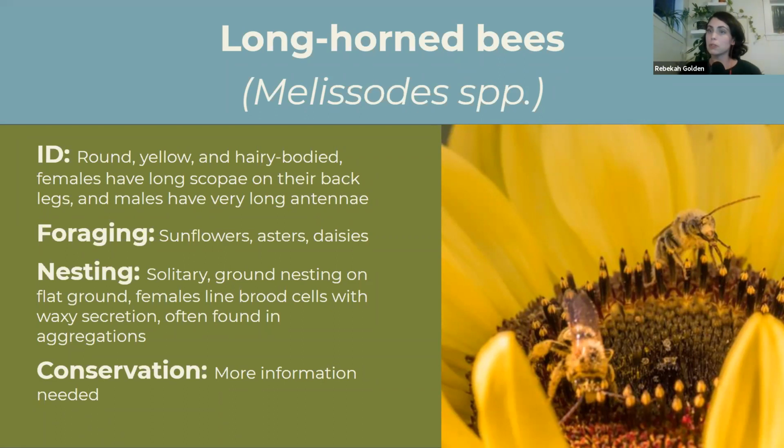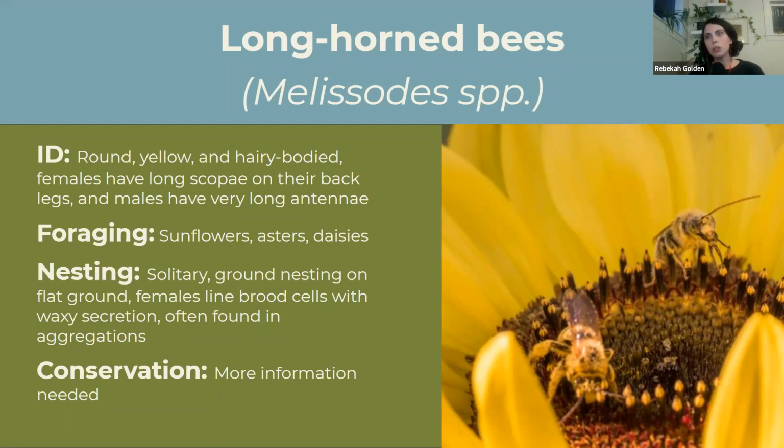They're also usually found in dense aggregations. And so if you see a lot of low flying activity of little bees around the ground, you can see that many of them have found a good spot and are all nesting together in the same area.